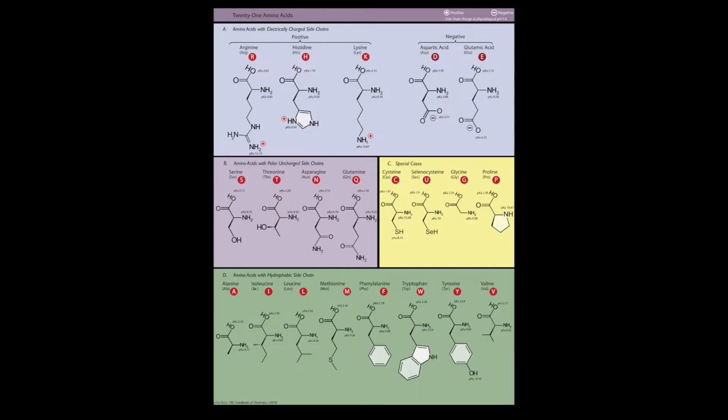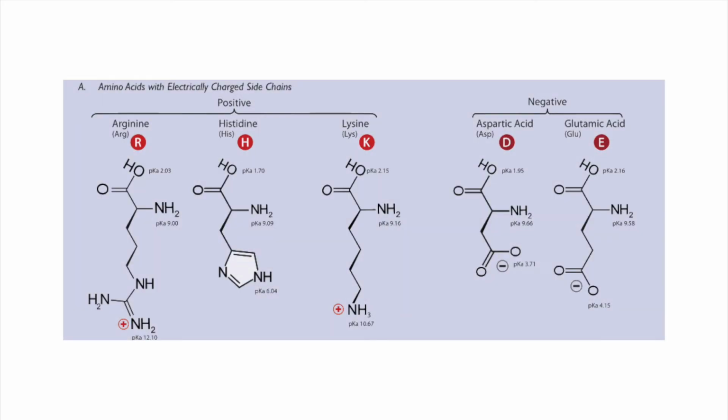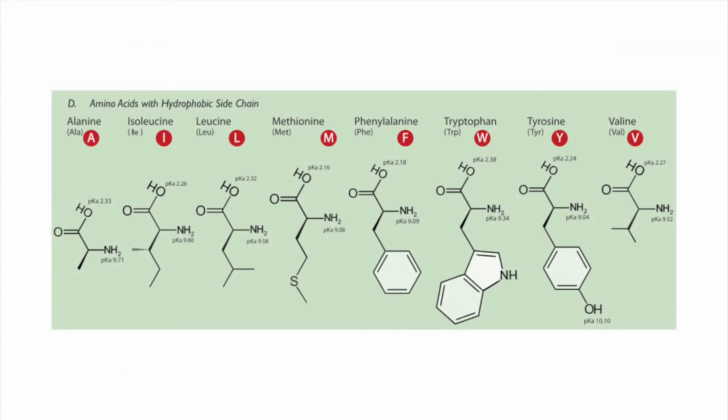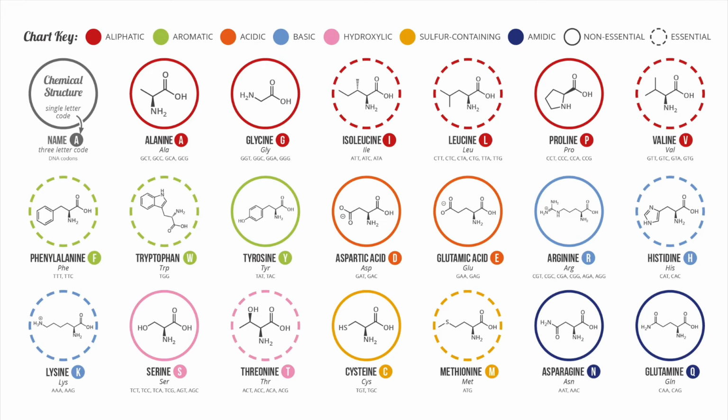Most R groups can be classified into categories. Electrically charged R groups will attract water and opposite charges. Polar R groups will form hydrogen bonds with water and other polar or charged substances. Non-polar R groups will bunch together away from water in the protein's interior. The proteins in the human body are made up of combinations of 20 amino acids.